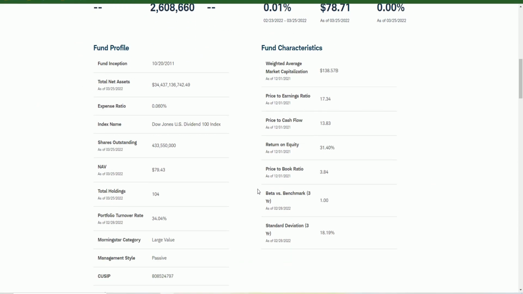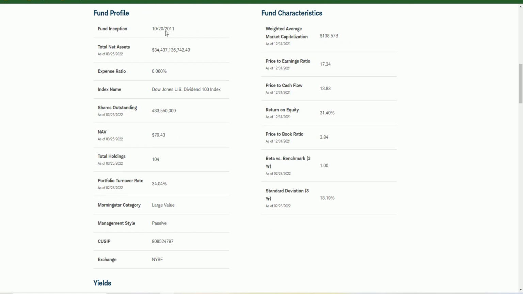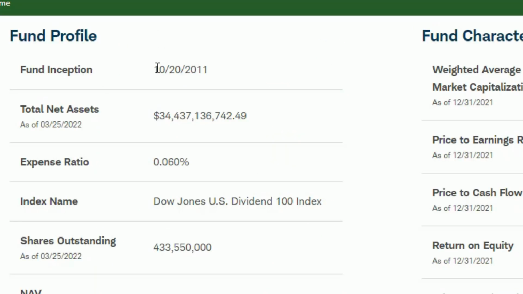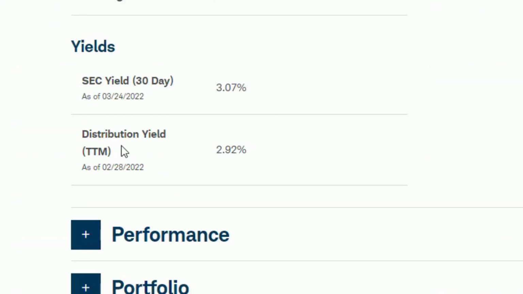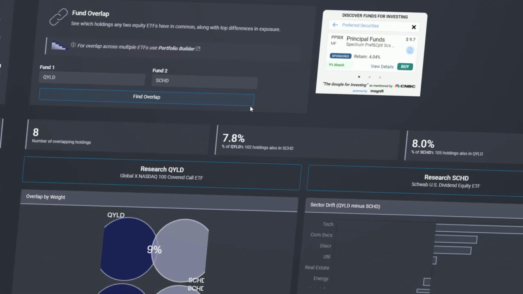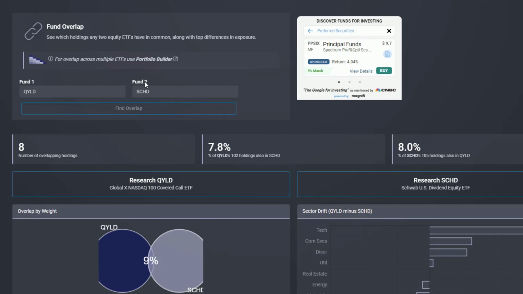A few key points I'd like you to pull from the fund profile or key characteristics. The fund inception date was October 2011, so I believe that's about 10.5 years ago. Again, expense ratio is 0.06%. We'll use that. And coming down to the 12-month trailing yield distribution, 2.92%. Just taking a look at the overlap of Qyld versus SCHD, there are 8 overlapping holdings.